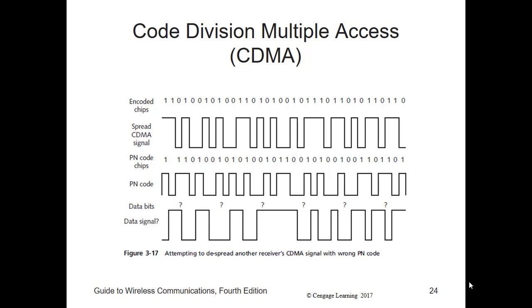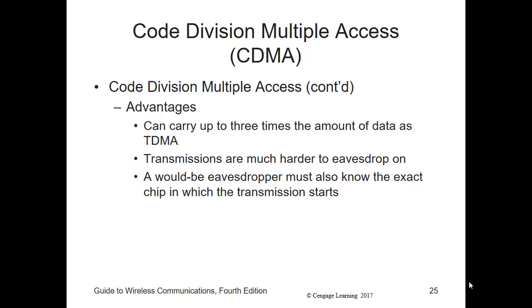Okay? So there are several advantages to using CDMA. It can carry 3 times the amount of data as TDMA. The transmissions are much harder to eavesdrop on, because the would-be eavesdropper would have to know how many chips and the exact sequence of chips used to encode the original digital signal. And the would-be eavesdropper must also know the exact chip in which a particular transmission starts. And in the case of cellular telephony, the PN code changes if the user's moving. So when his cellular phone connects to a different tower, it makes the eavesdropping even more difficult.